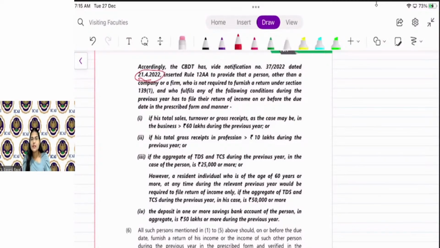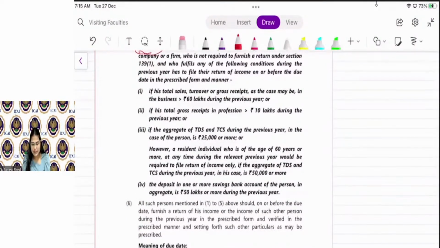If the total gross receipt in profession is greater than 10 lakh during the previous year. If your gross receipt from profession is more than 10 lakh, then you have to file your return of income compulsorily, even if your profit from profession is, say, for example, 2 lakh rupees, and you do not have any other income.